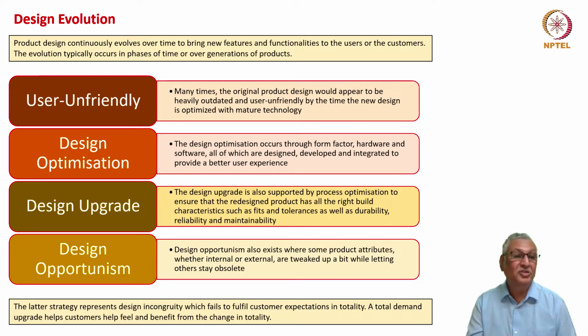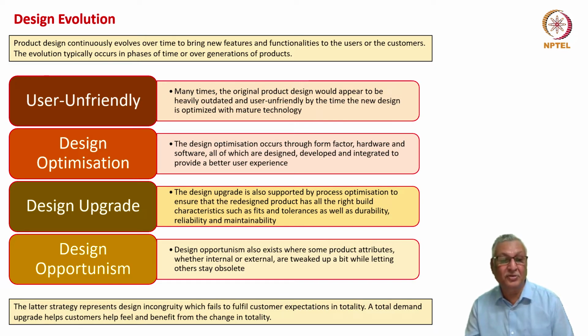The third approach is design upgrade. It also is supported by process optimization so that the redesigned product has all the right build characteristics such as fits and tolerances, elegance, durability, reliability and maintainability. That is the third aspect of design evolution.